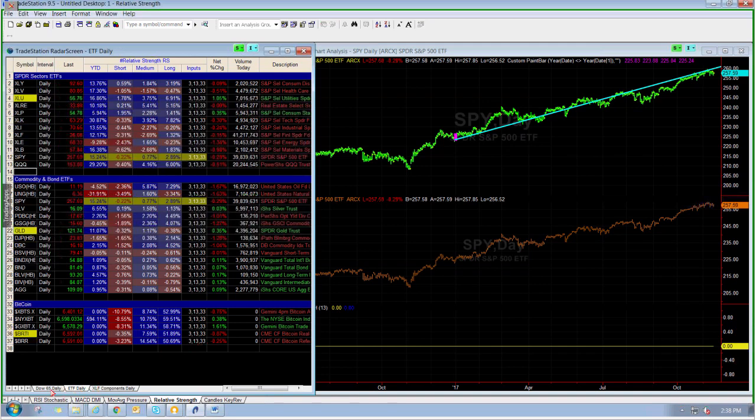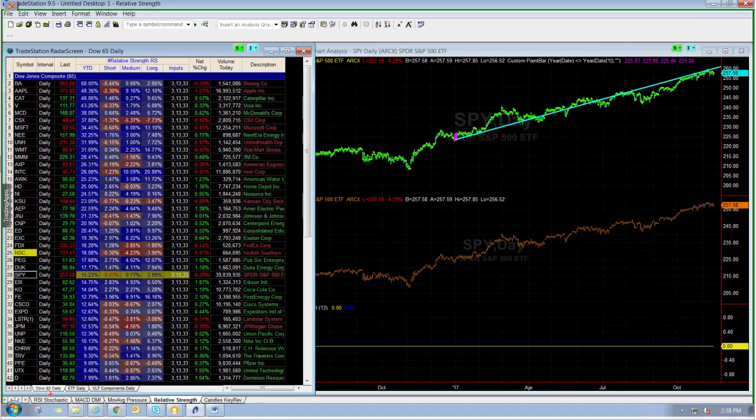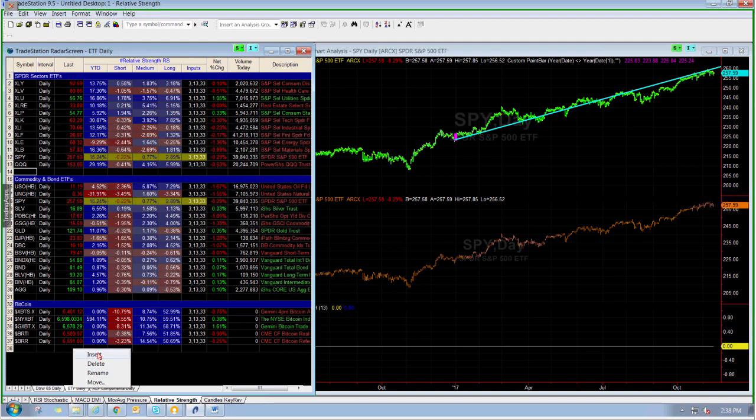I created another tab down here at the bottom. You'll notice I have a number of tabs in RadarScreen. So you can organize symbol lists using pages along the bottom of RadarScreen, so you don't have to have a different RadarScreen window open for every list. You can just create some new tabs down here. Just right-click and say Insert Tab, and you can add another tab and create another symbol list.